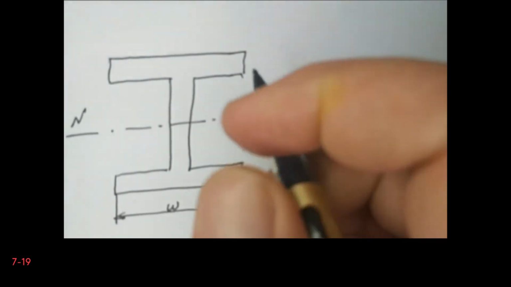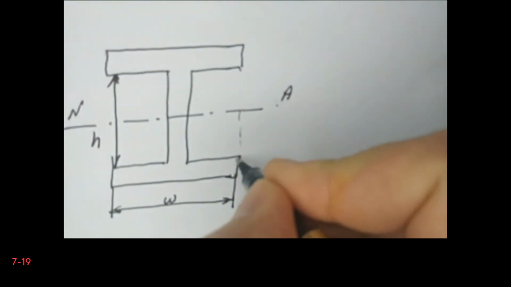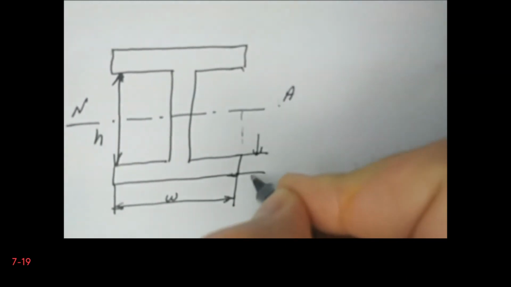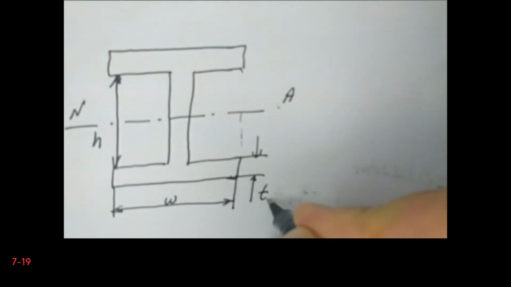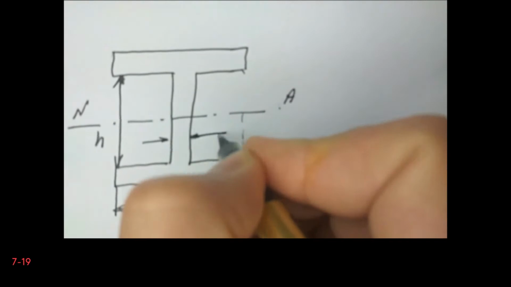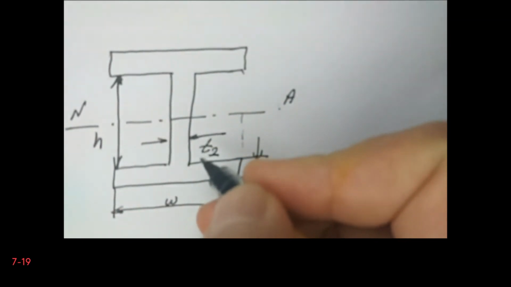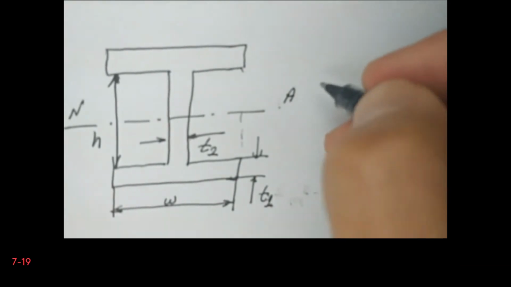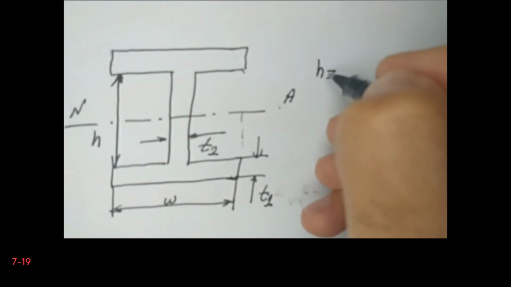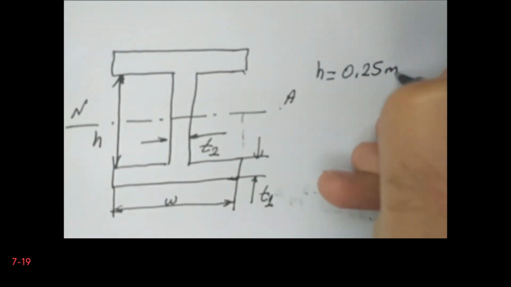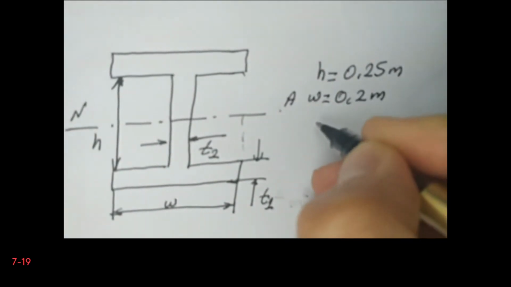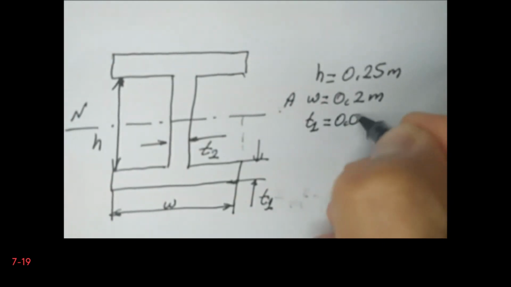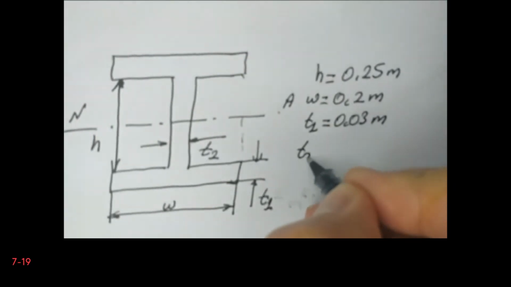Okay, so the distance between the two flanges is, let's say, h, and the thickness of each flange is, let's say, T1, and the web is T2. In fact, in this case, h is 0.25 meters, w is 0.2 meters, T1 is 0.03 meters, and T2 is 0.025 meters.